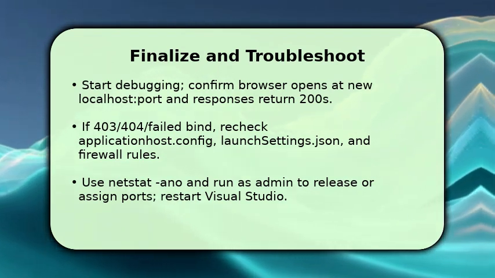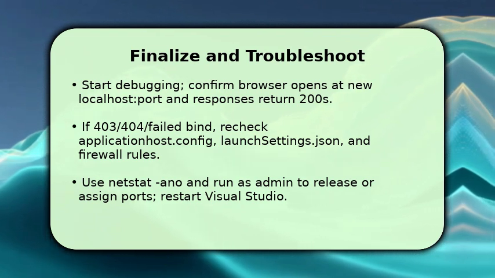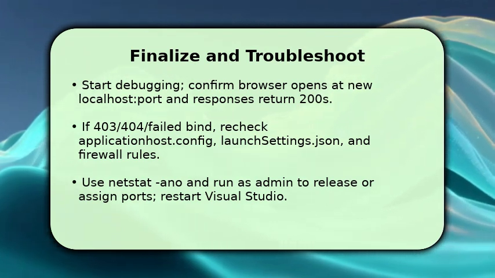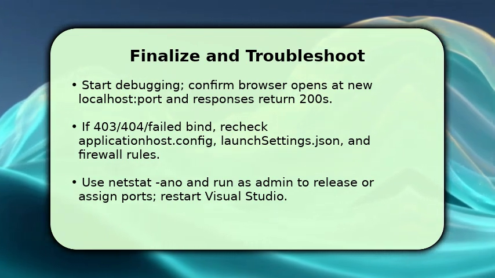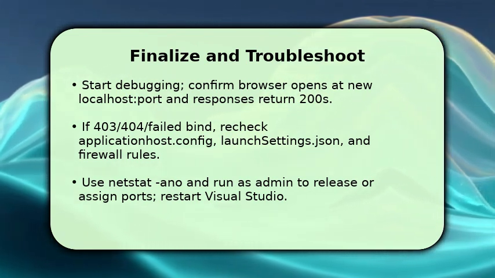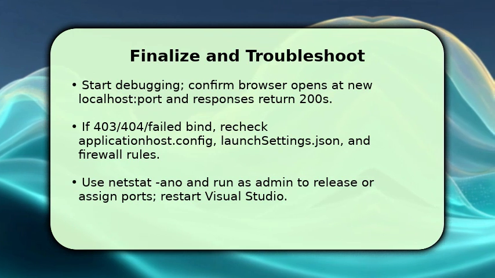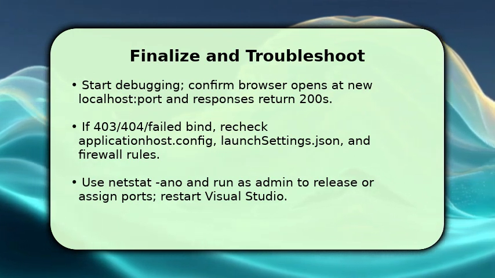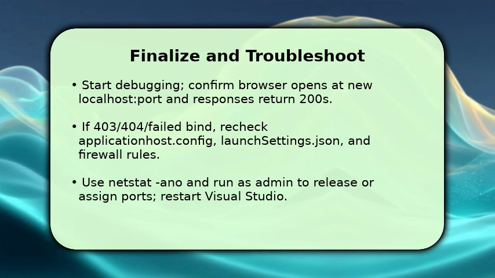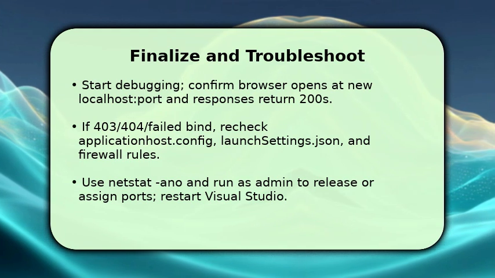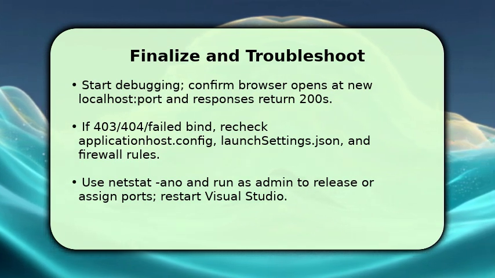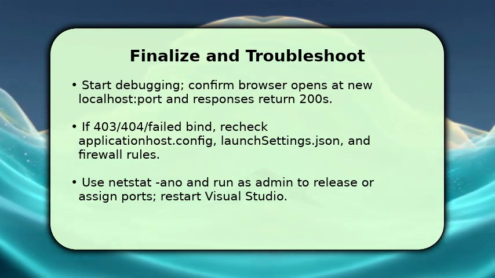If you see binding errors, 403, or the app won't start, make sure applicationhost.config and launch settings.json match and verify the firewall isn't blocking the port. You can run netstat -ano to find processes using the port, then stop or reassign them. Running Visual Studio as administrator sometimes resolves permission binding issues. Once resolved, restart VS and rerun to confirm.